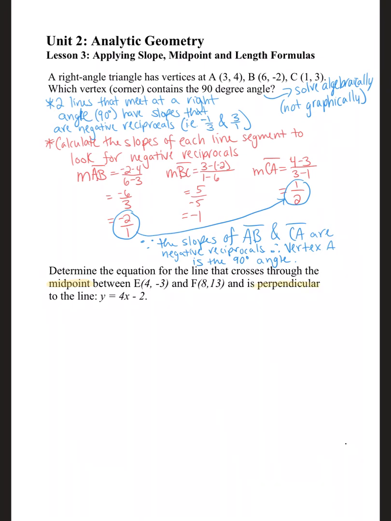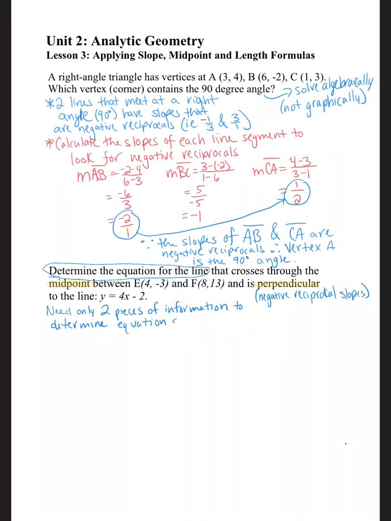So remember, if it's perpendicular, we're going to have negative reciprocal slopes. Okay, so whenever we're trying to find the equation of the line, because it's asking us to determine the equation for a line, we need two pieces of information. So we need only two pieces of information to determine the equation of a line.